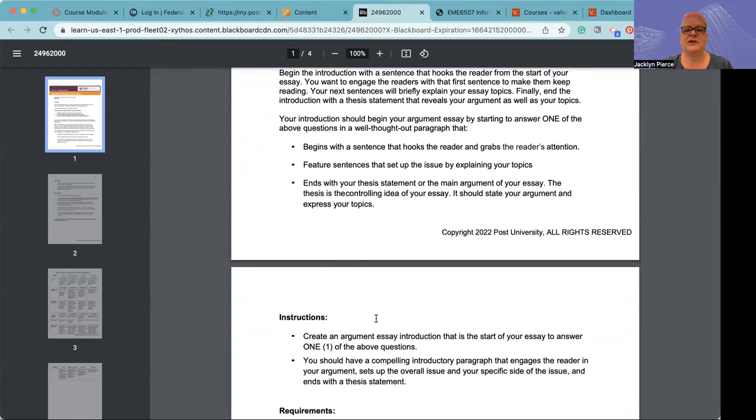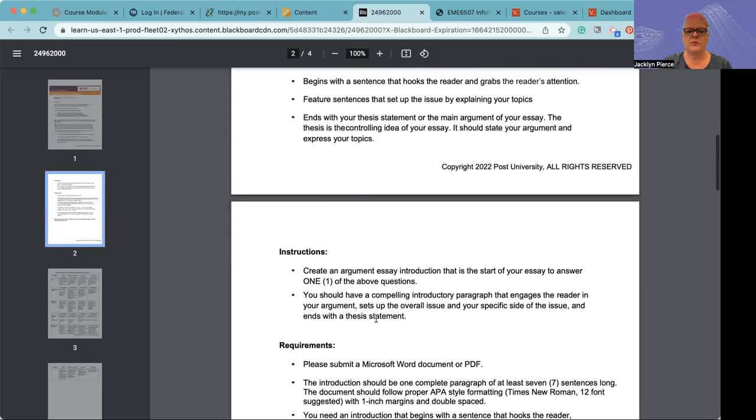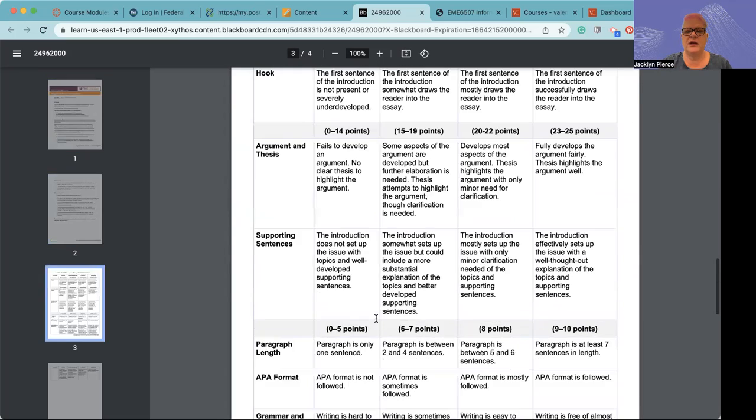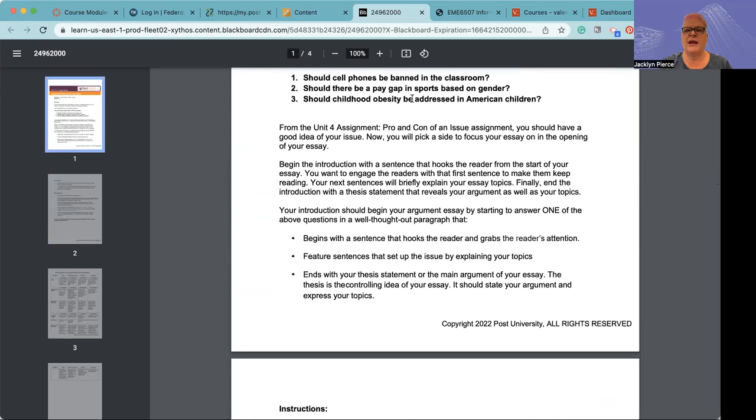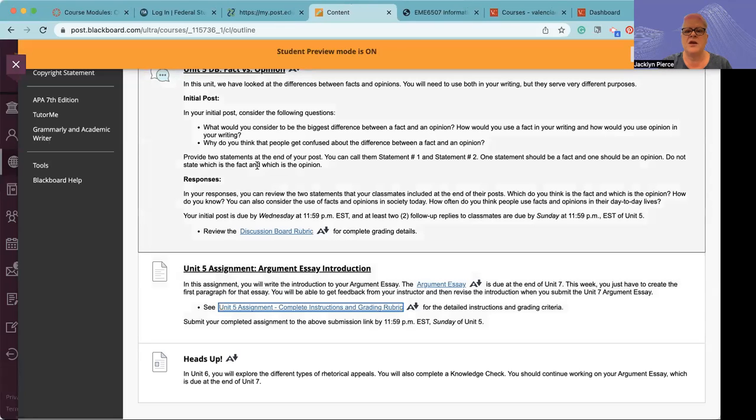The thesis is the controlling idea, and it should state your argument and express your topics. So cell phones should be banned in classrooms because X, Y, and Z. Pay gaps in sports should be addressed because of X, Y, and Z, and so on and so forth. All right, so all the criteria are pretty much the same. We are writing in objective third-person voice. These are academic assignments, so we're in third person from here on out.